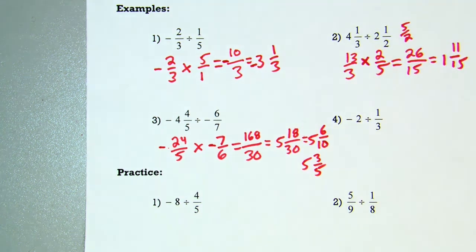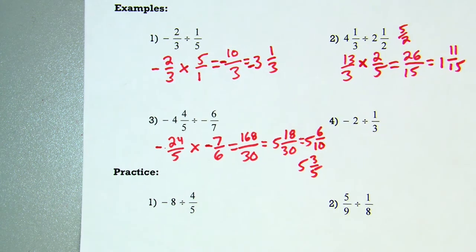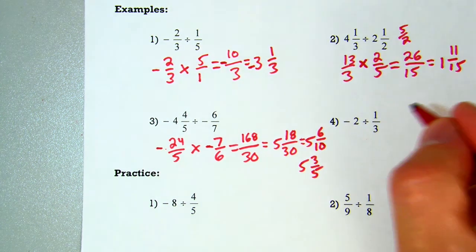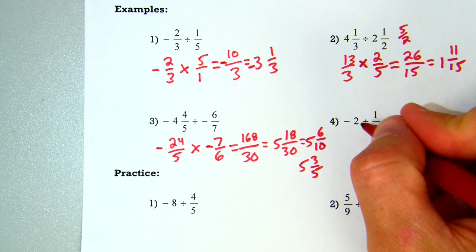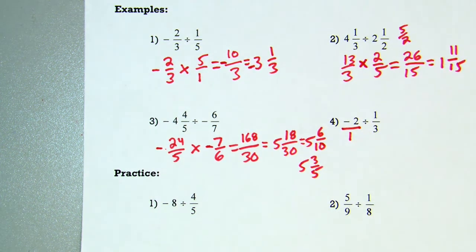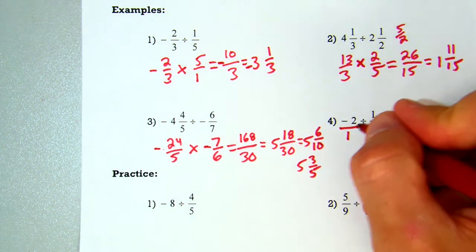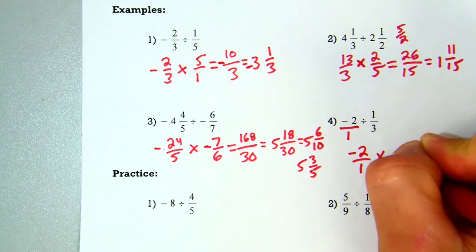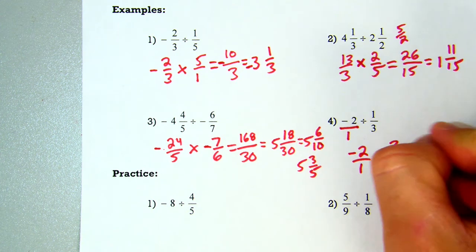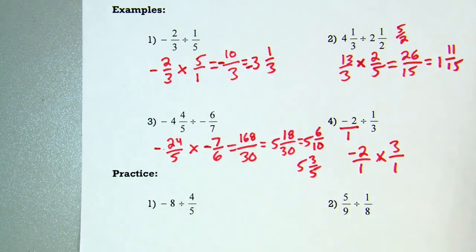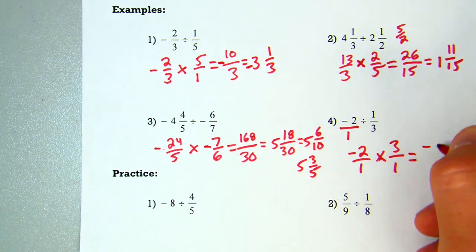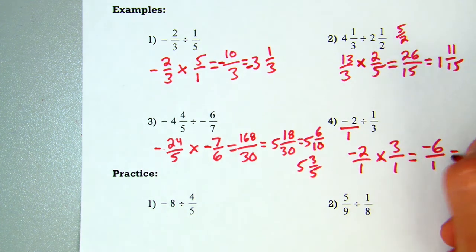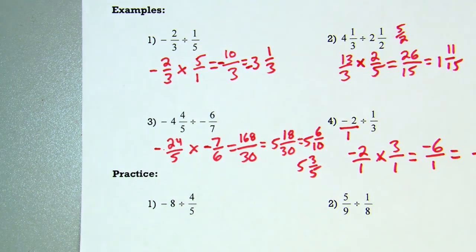Alright, number 4, negative 2 divided by 1/3. So just like with multiplication here, I can make a whole number into a fraction by going ahead and putting my denominator in there as 1. So now I have negative 2 over 1 times, because I'm changing it, and then I'll flip this one to 3 over 1. Multiply across, negative 6 over 1, which is equal to negative 6.